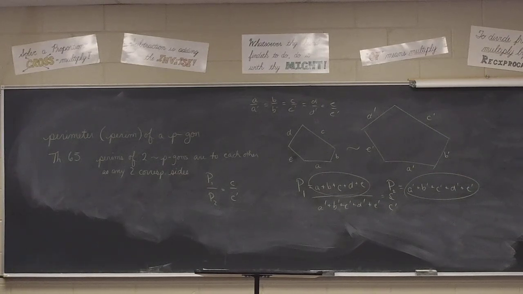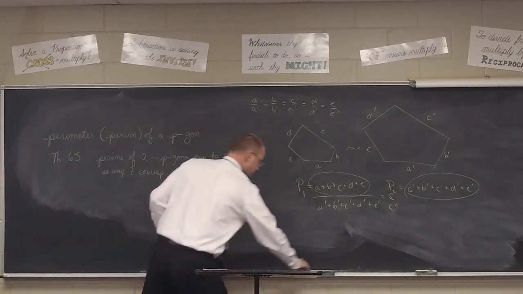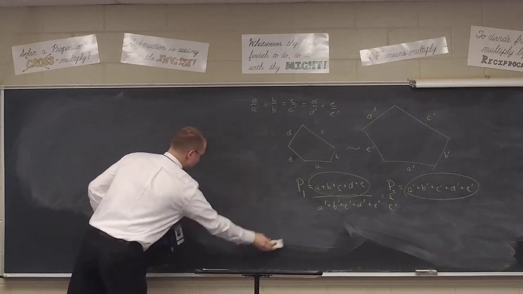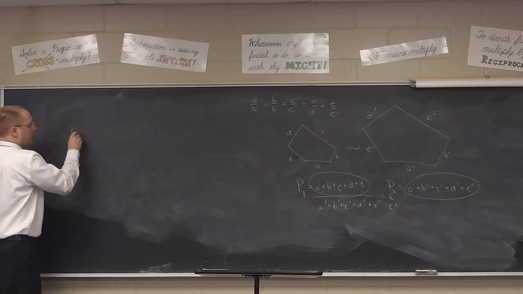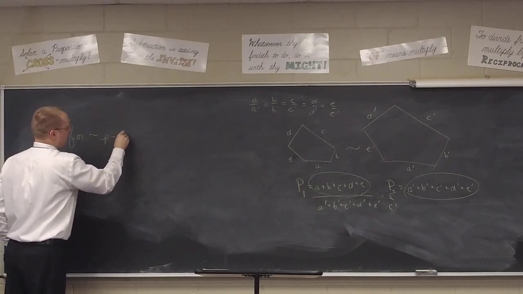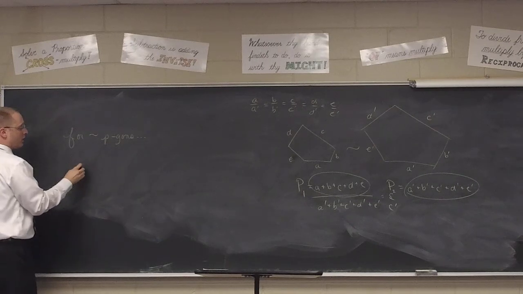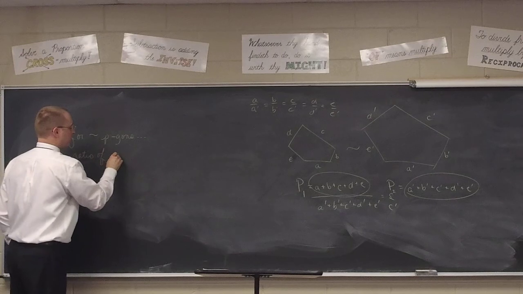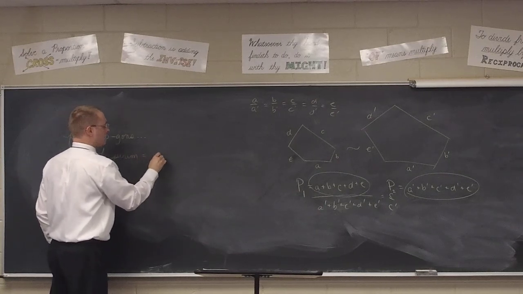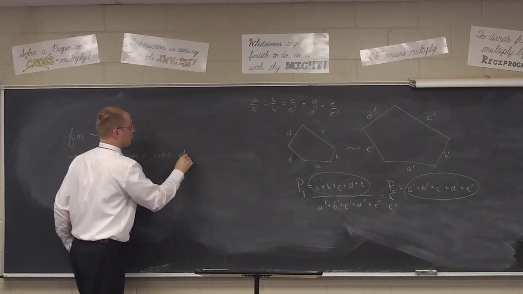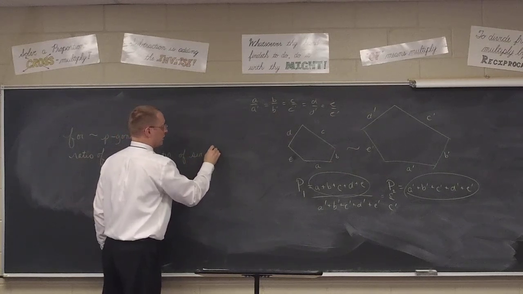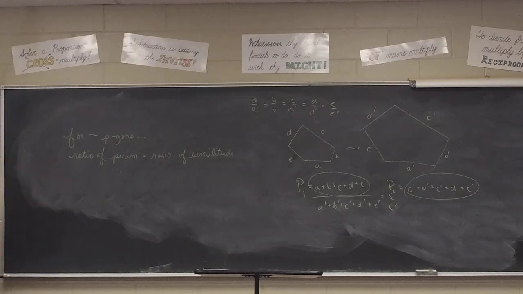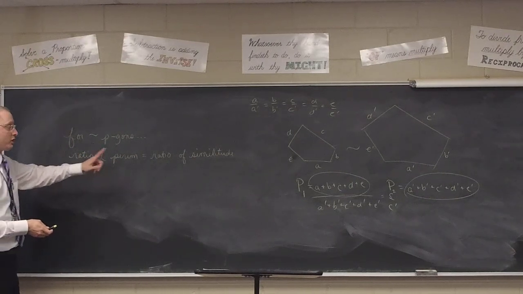Last thing I want you to get down in your class notes section now. And we'll end on this note, and this is where we'll pick up tomorrow. For similar polygons, the ratio of perimeters equals the ratio of similitude. For similar polygons, the ratio of perimeters equals the ratio of similitude.